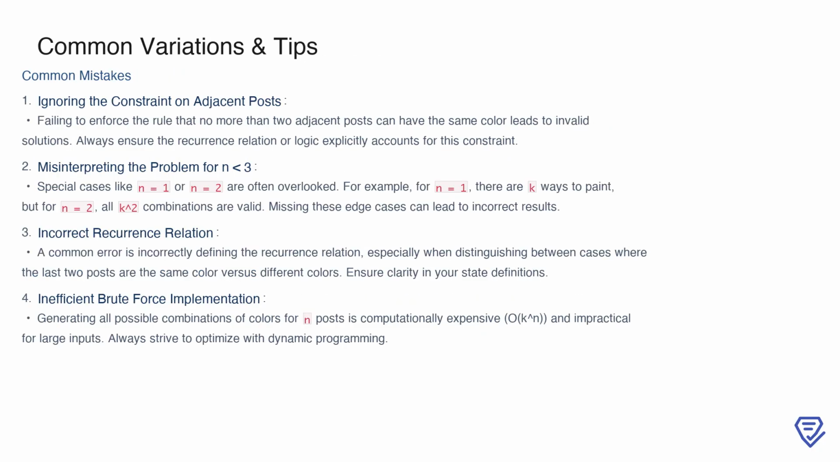One common mistake when solving the paint fence problem is ignoring the constraint that no more than two adjacent posts can have the same color. If this rule isn't enforced, the solution will fail for cases where this condition is violated.